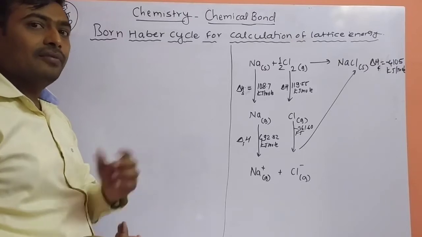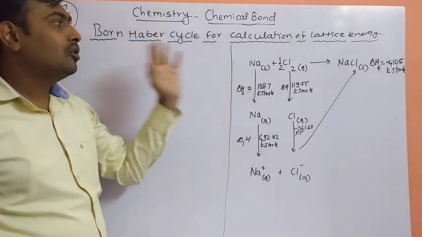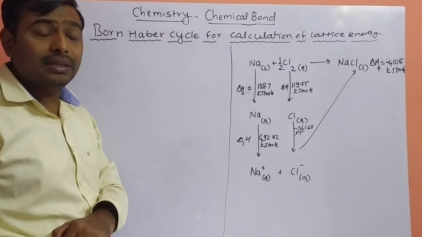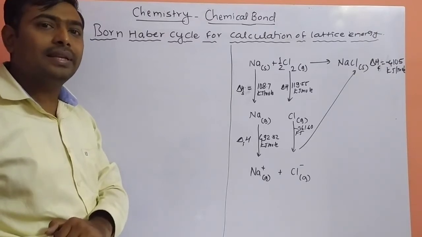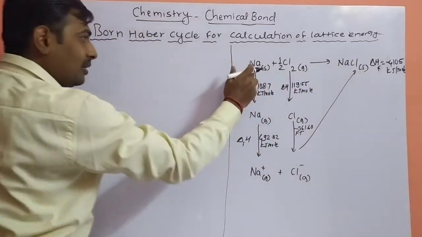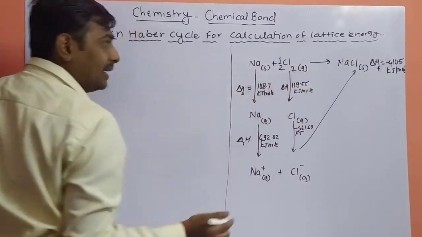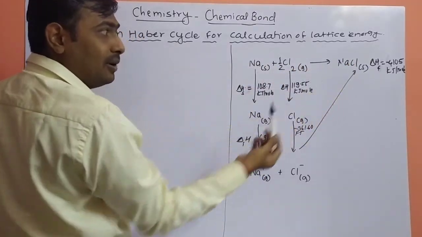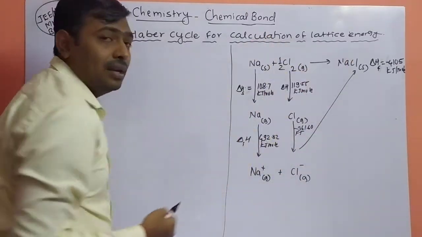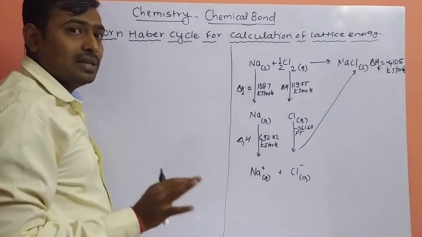What is Hess's law? We have already discussed Hess's law. Hess's law states that the energy or enthalpy released or absorbed in a process is the same whether the reaction takes place in n number of steps or in a single step. So this is the single step: sodium and chlorine give sodium chloride. It requires minus 410.5 kilojoule energy. And in n number of steps, what energy we will require, we will calculate with the help of this single step. We will discuss one by one.